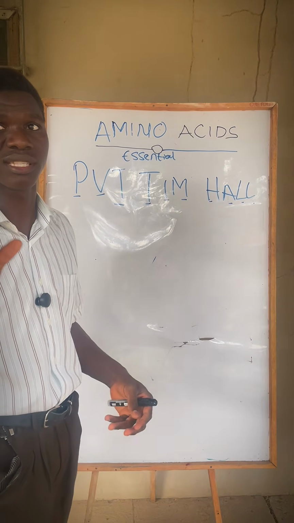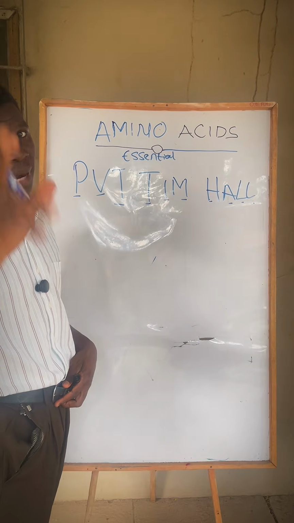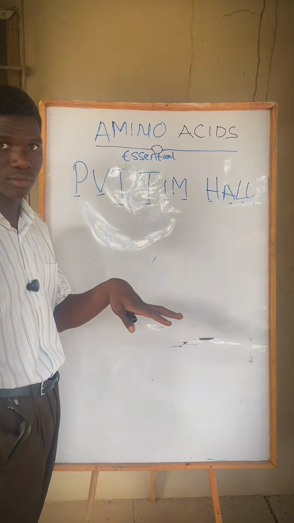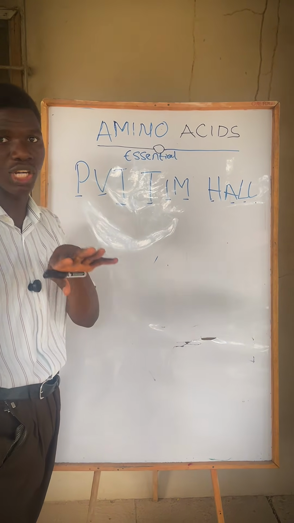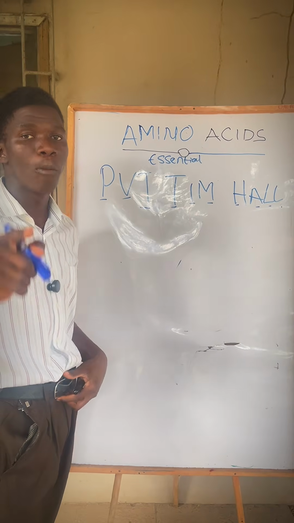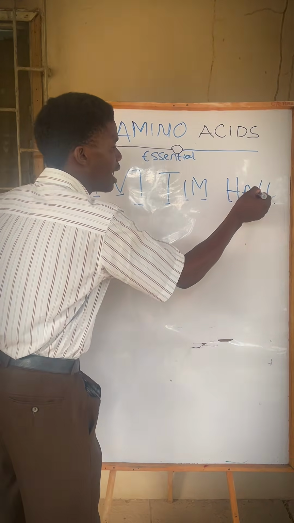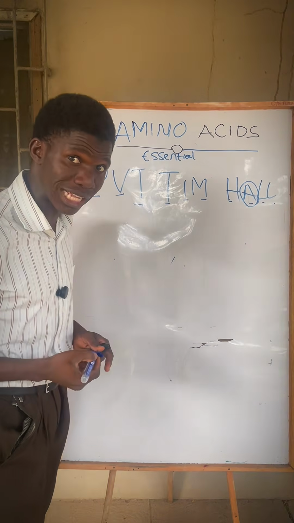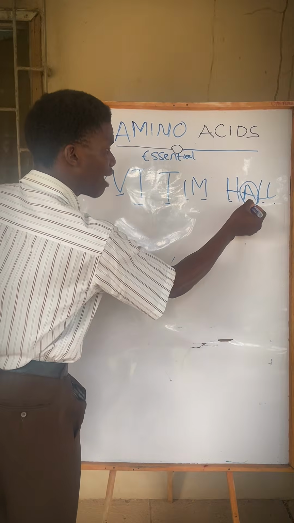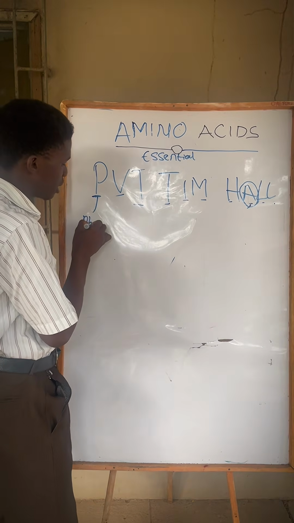Out of the 20 amino acids, 10 are essential, while the remaining 10 are non-essential. But mind you, this 10 is for children. Children have 10 essential amino acids, but in adults we have 9. It means you need to eliminate the A, which stands for adult. In adults we don't have this one. This one is for the phenylalanine.